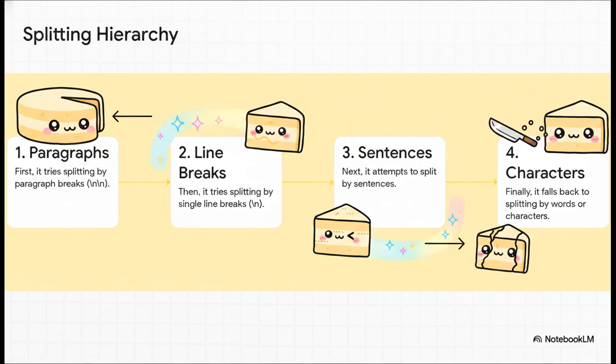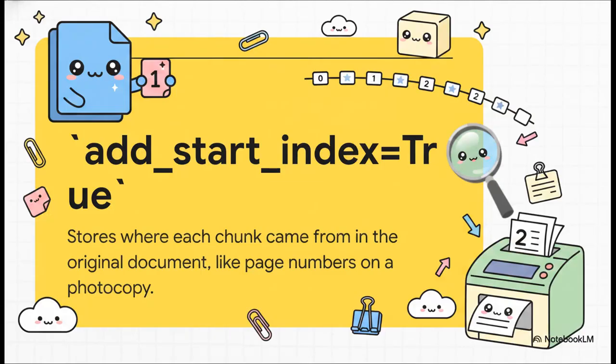It just makes sense. Okay, now here's a little pro tip for you. When you're using the splitter, there's a fantastic little parameter you can set called add_start_index equals true. This just tells it to record where each chunk began in the original document, and this is incredibly useful for traceability. It's like putting a page number on every photocopy. You always know exactly where that snippet of information came from, which is just invaluable for debugging or for linking a user back to the original source.